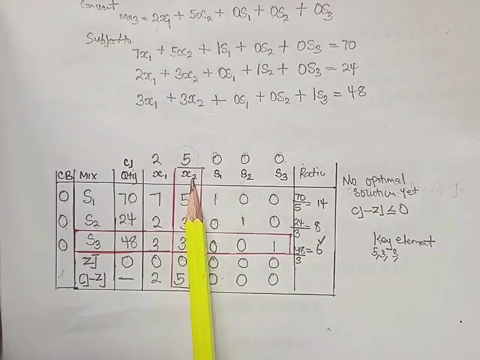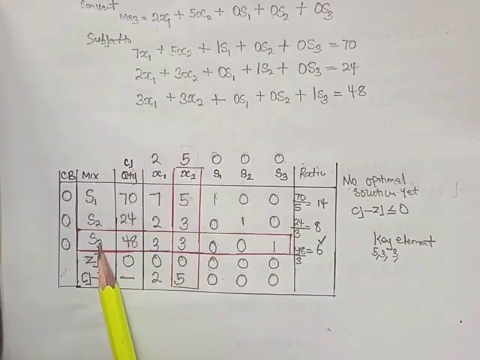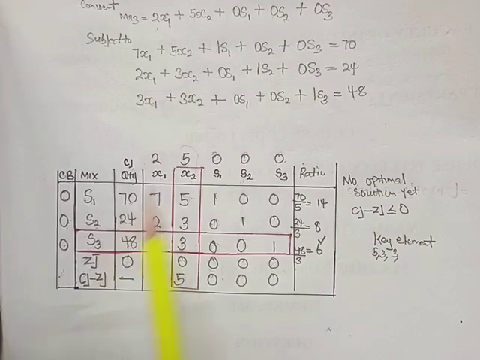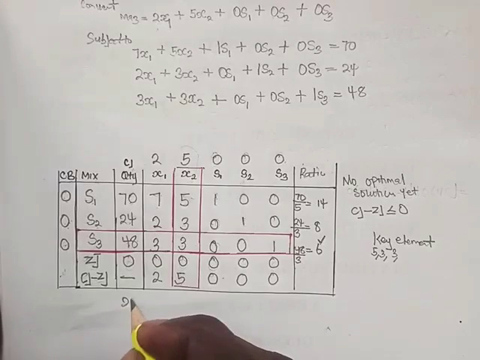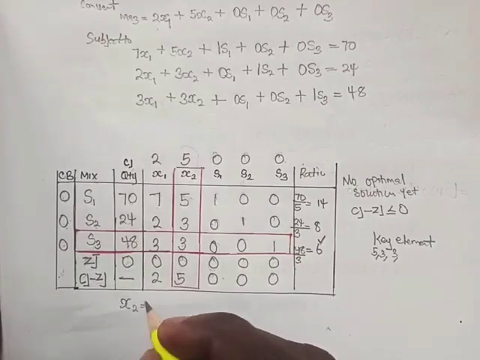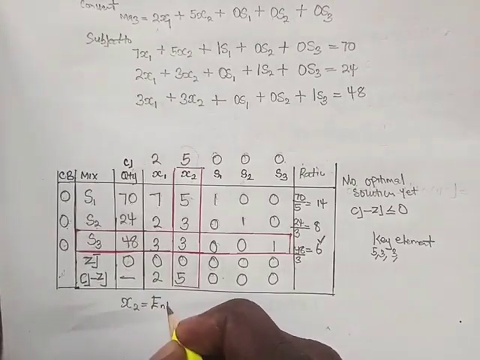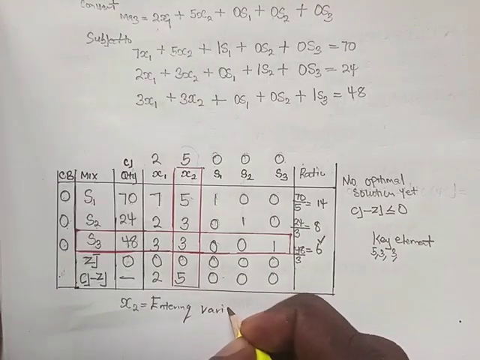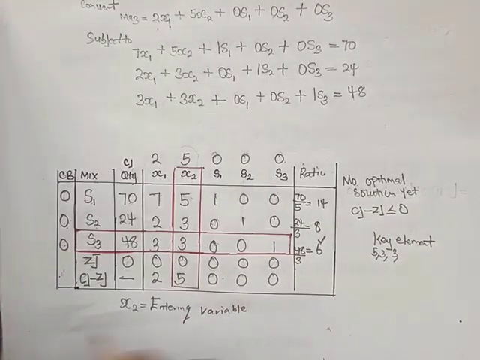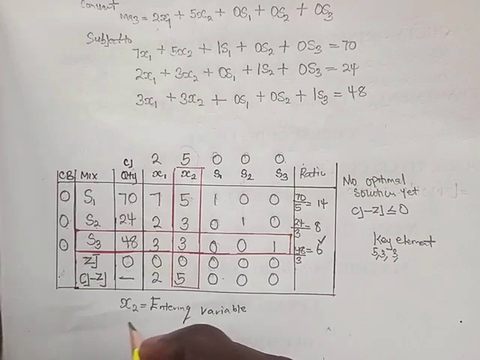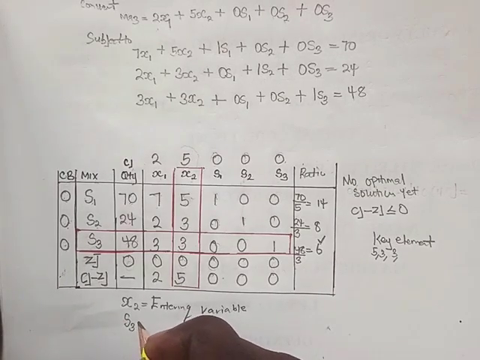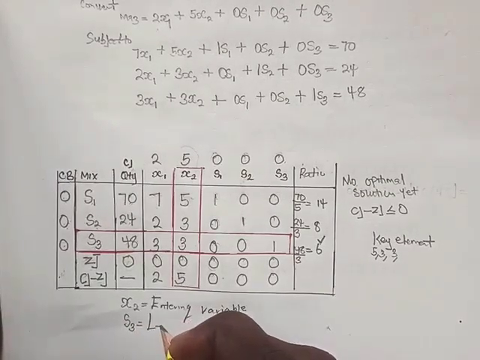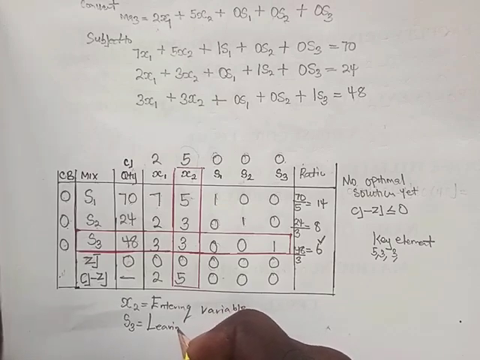So x2 is going to replace S3, because the pivot column is the entering variable and the pivot row is the leaving variable. The x2 is the entering variable because it is the pivot column. The x2 is going to replace the S3. So the S3 is going to leave. The S3 is the leaving variable.